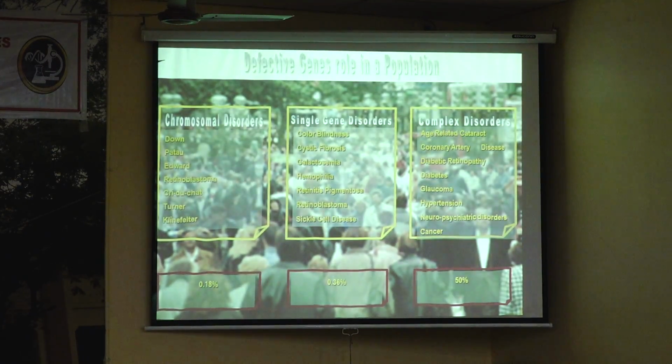So for the past 25 years, we have been working on many eye diseases. This is the classification of the disease: one is chromosomal disorder, single gene disorder, and then complex disease.